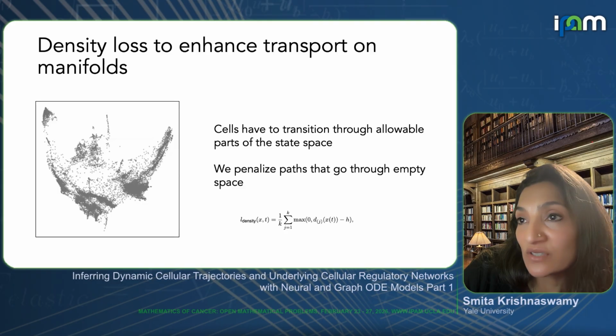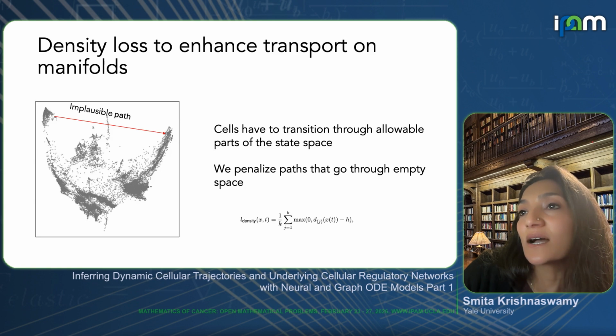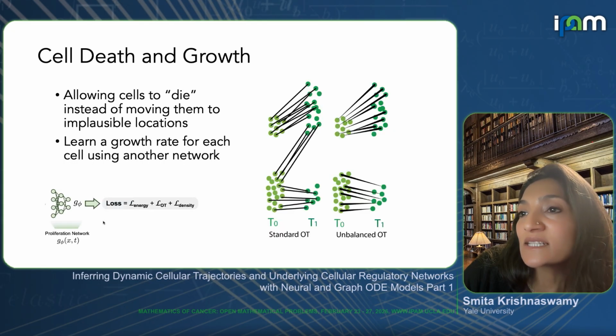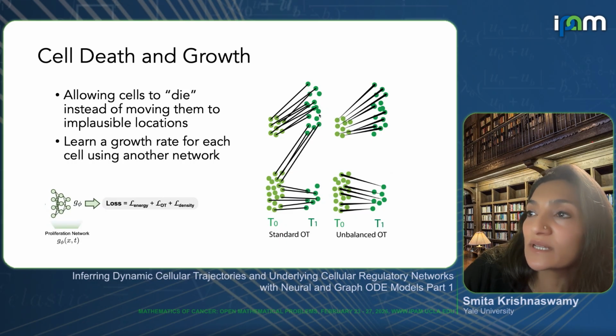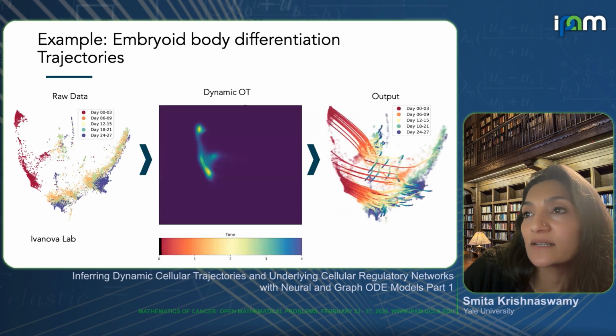We do add some additional losses to this base optimal transport penalized ODE. For example, this would be an implausible path. And we want to penalize against it. So we use a density penalty. We penalize the distance to the nearest neighbor so that as much as possible, it tries to take a path that goes through the data. And as I mentioned before, we have a growth proliferation network so that we don't force matches between cell types that are not connected. We will just allow cell types to die or proliferate. And this also gives us some interesting information.